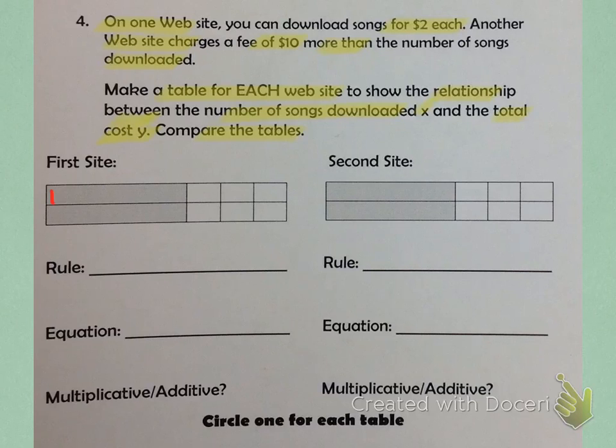So we have number of songs, X, and then we have cost, Y. Okay, so they didn't give us any numbers to start with, so we could pick any number that we want. We probably should start off low, so let's use 1, 2, and 3 on both of these. Okay, and then we've got to pull from the information given.